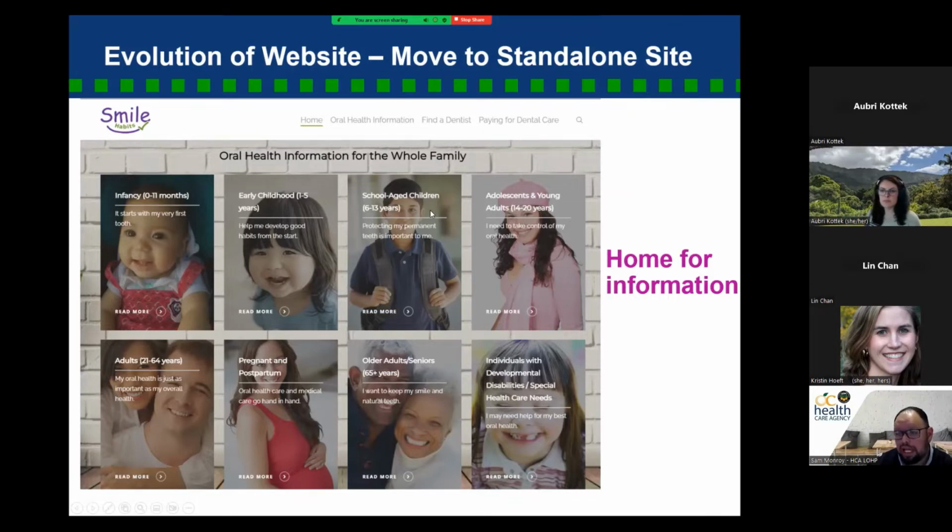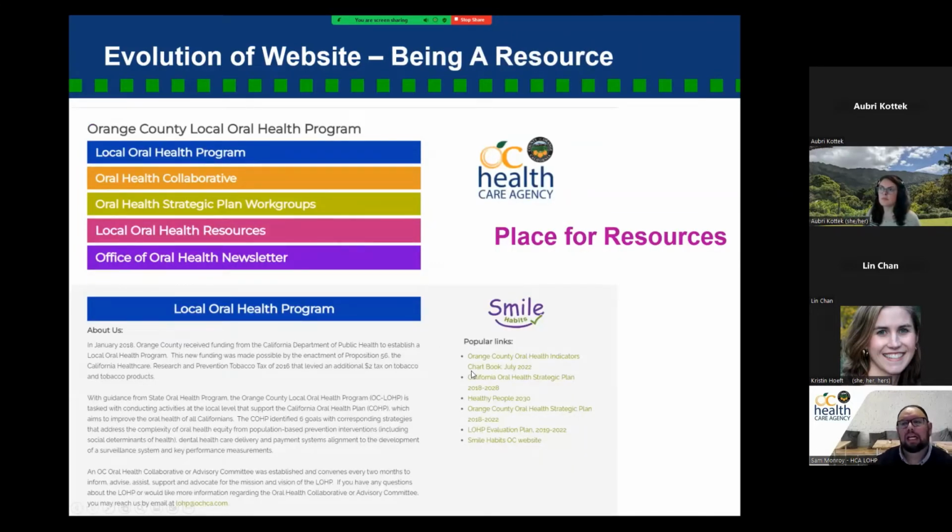So one of the things that came out from COVID is that our partners in the community needed more. They wanted our website to be a resource for them, a location where all those items that we had been sharing to them through our collaborative, through our work groups or the newsletter, that they had a location to find.